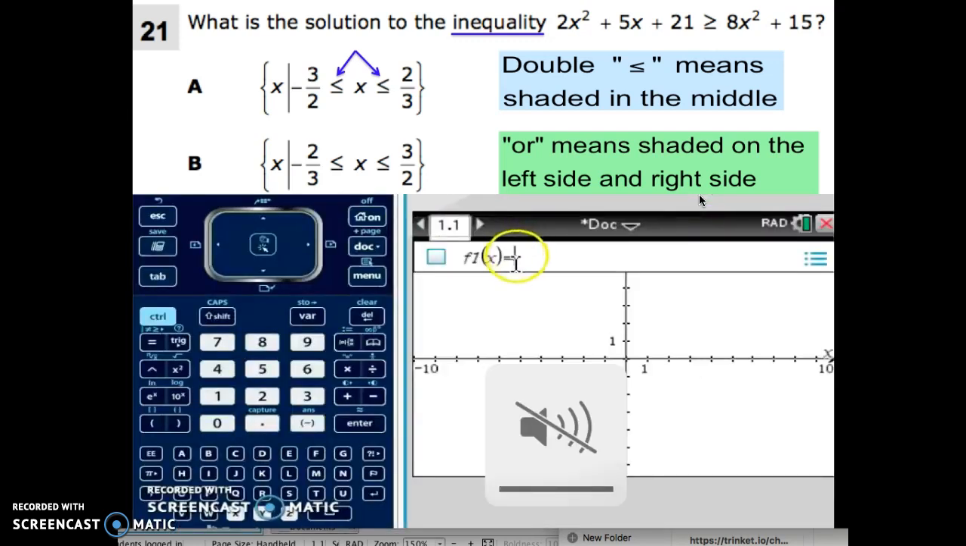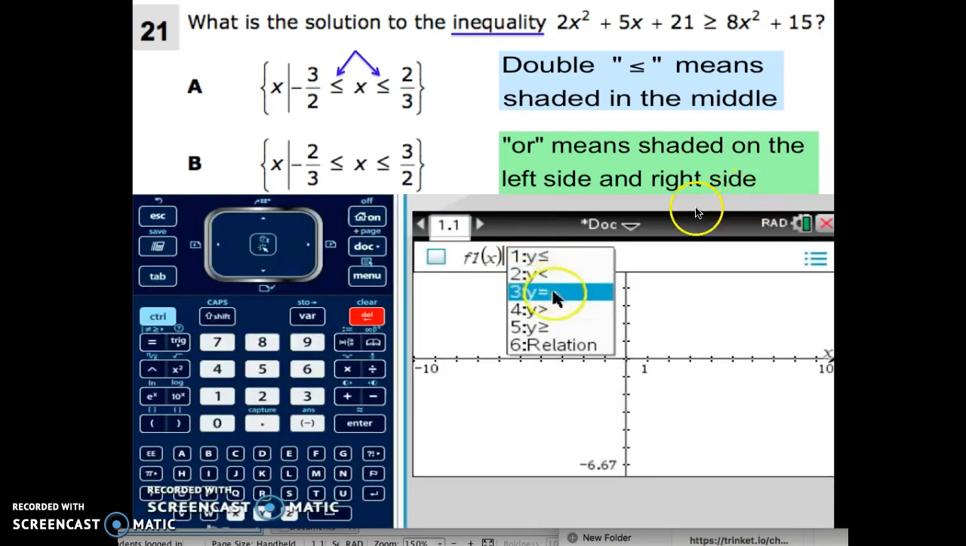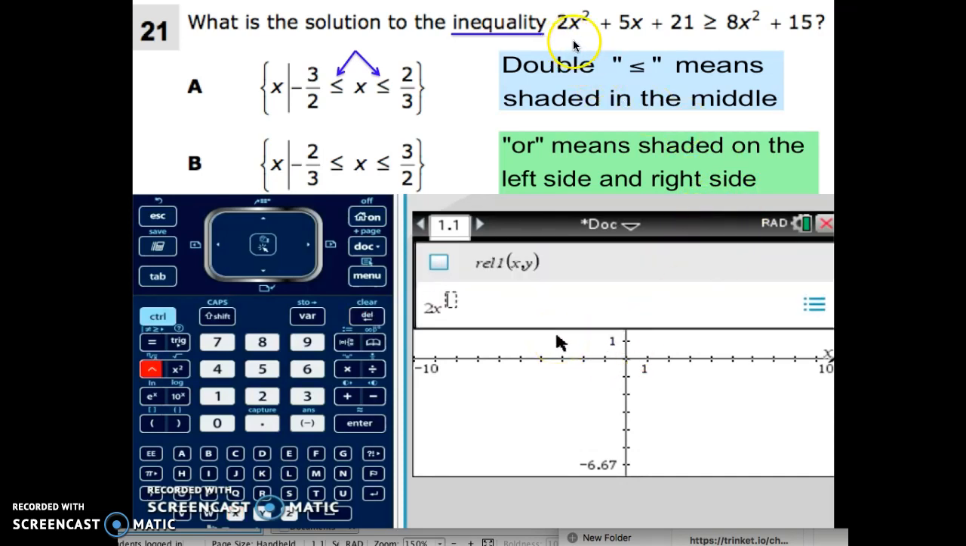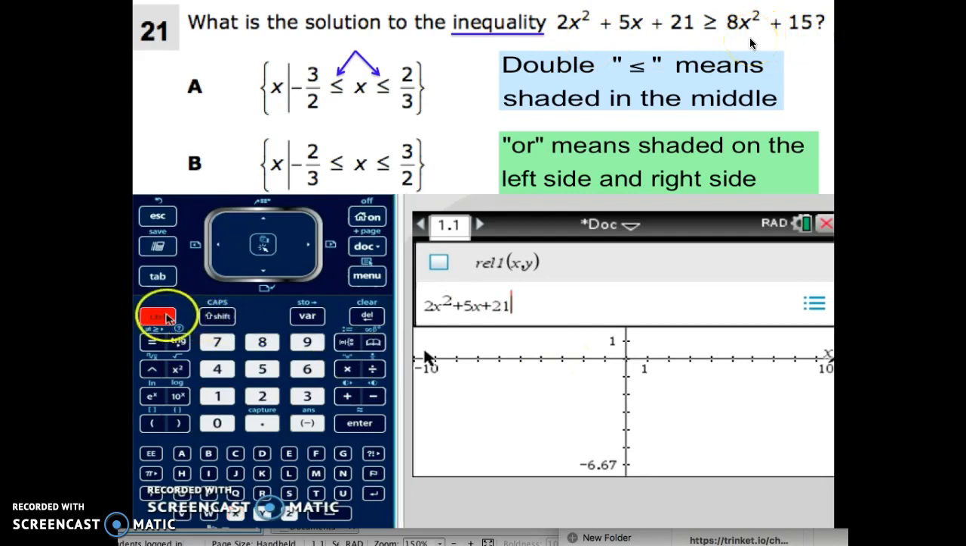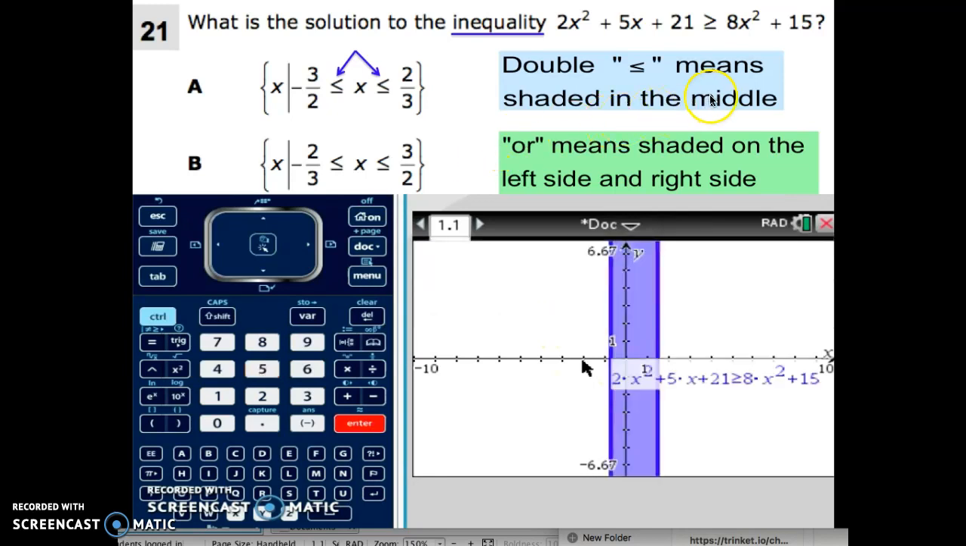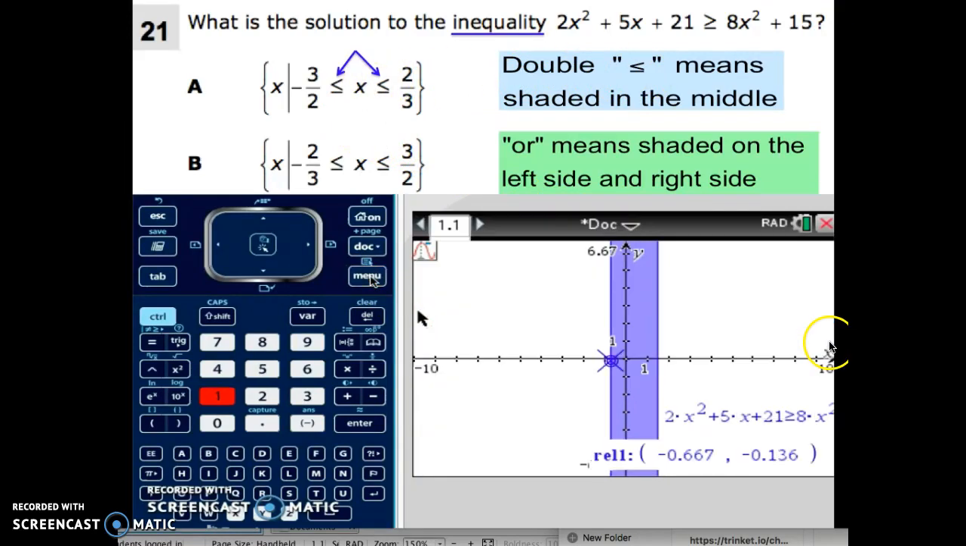Okay, lower the volume. So remember, you delete the equal sign, and we're going to go straight to relation. So I can type out the equation exactly the way I see it. 2x squared plus 5x plus 21 greater than or equal to 8x squared plus 15. And notice that I crossed off C and D more or less, and the reason being is because it's going to be shaded in the middle. You see right here, it's shaded in the middle, which tells me I need double the less than or equal to signs with the x in the middle. If it was shaded on the left and the right, I would need the word or.